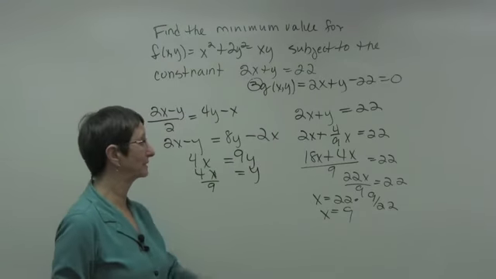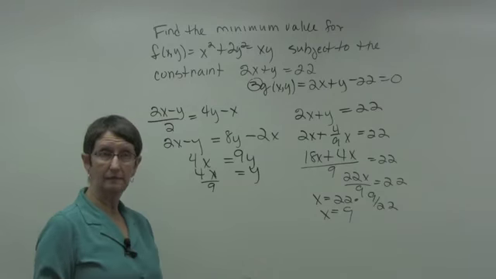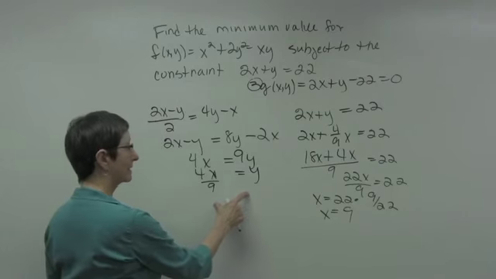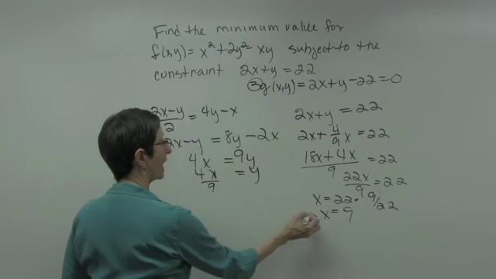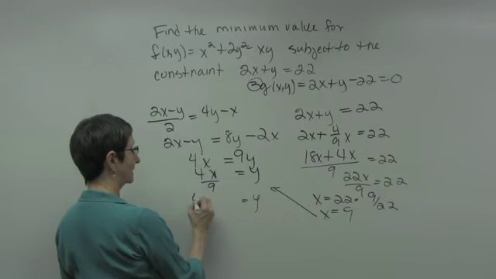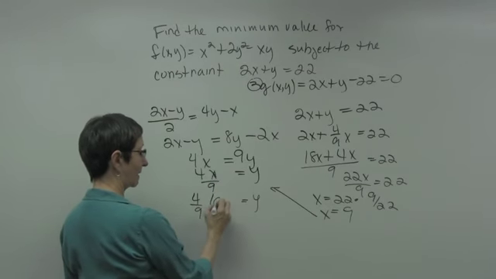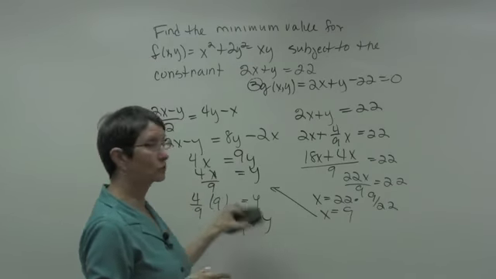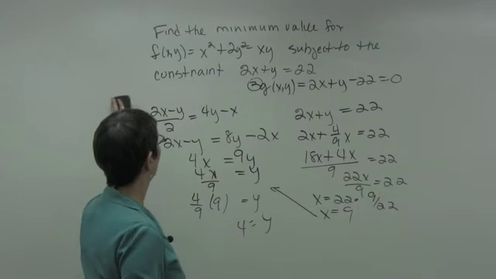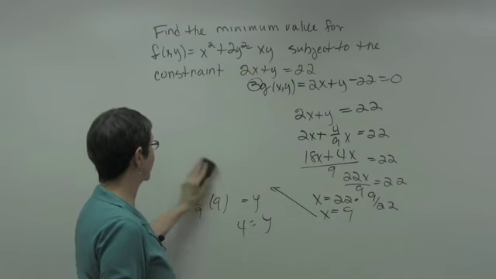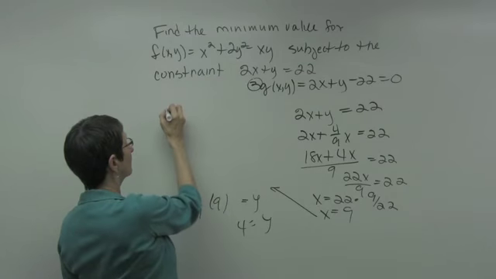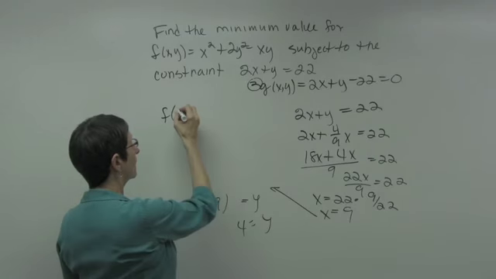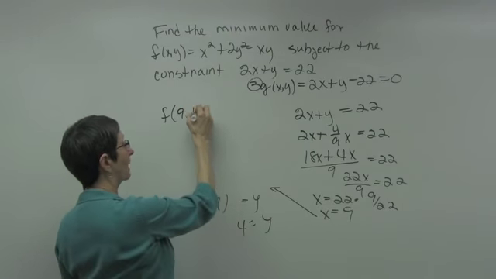They don't always come out that neat, but this one did. I have x. What was the question? Find the minimum value for the function. I need y. Here's y. Whenever you have one variable, you just go right back up to the relationship, and y is 4/9 times x. X is 9, y is 4. So this is the easiest way to find the other value of the variable. The original question said, find the minimum value of the function. The minimum value occurs when x is 9 and y is 4.